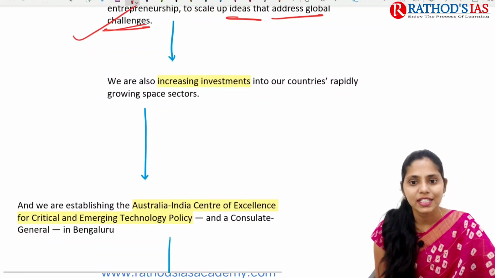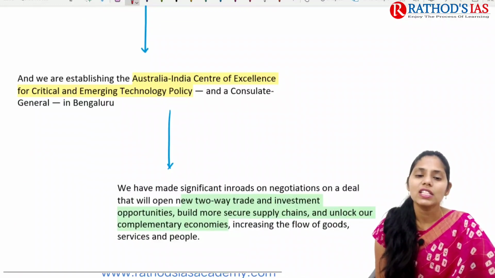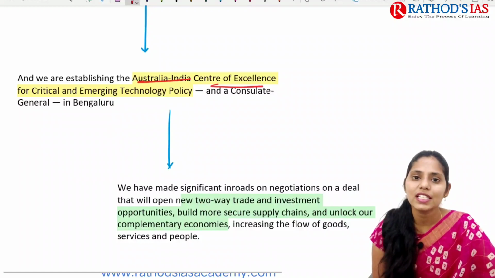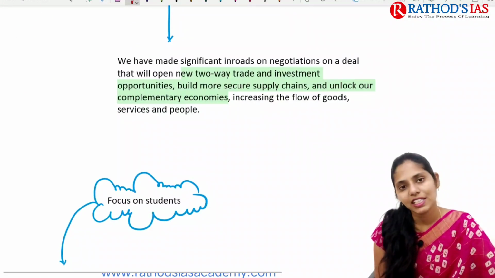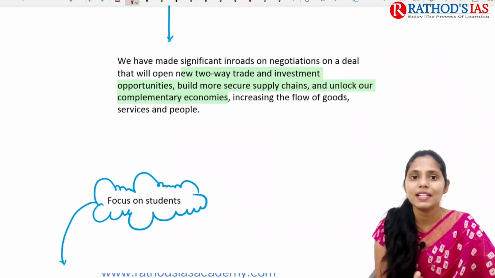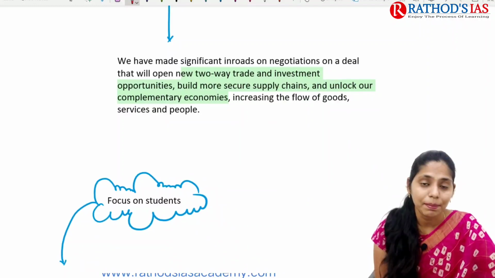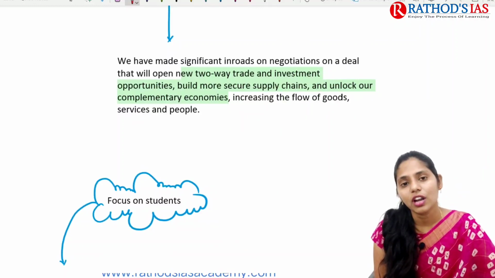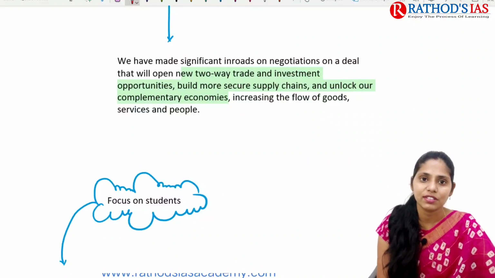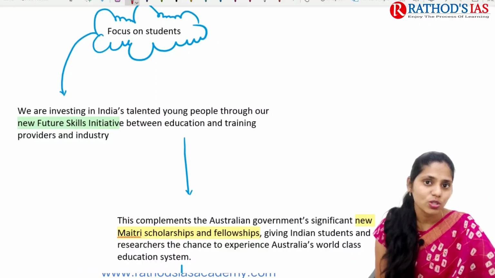We are also focusing on increasing investment into our countries, especially in the space sector. We are going to establish an Australia-India Center of Excellence focusing on critical and emerging technology policy as well. We have also made some milestones in deals on investments, opportunities and supply chains, to unlock our complementary economies. And we are focusing on increasing the flow of goods, services and people between these two countries.